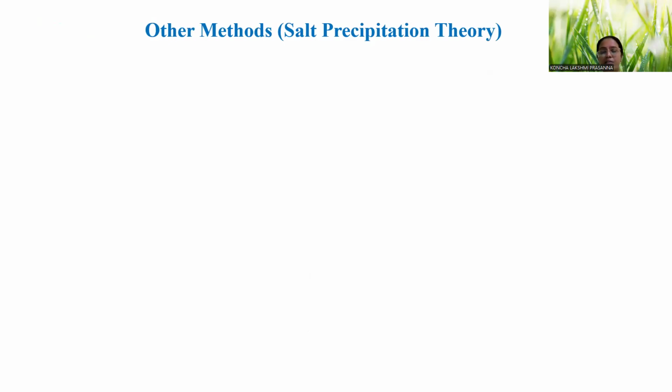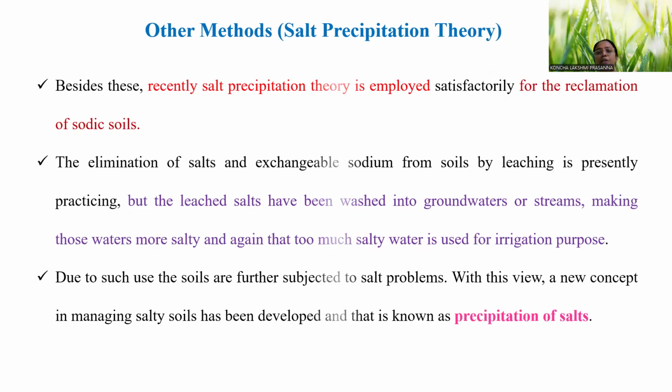The other reclamation method for alkali soils is salt precipitation, a concept used for the reclamation of alkali soil. This theory was recently developed and is used exclusively for alkali soils. Alkali soils are sodic soils.